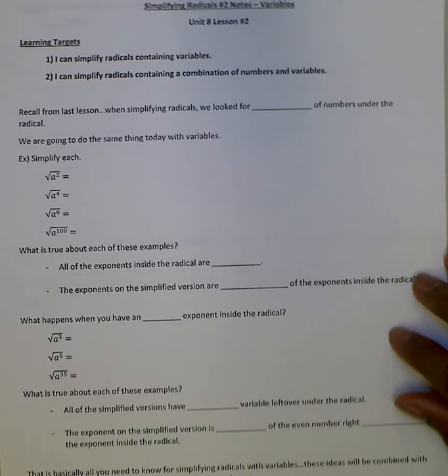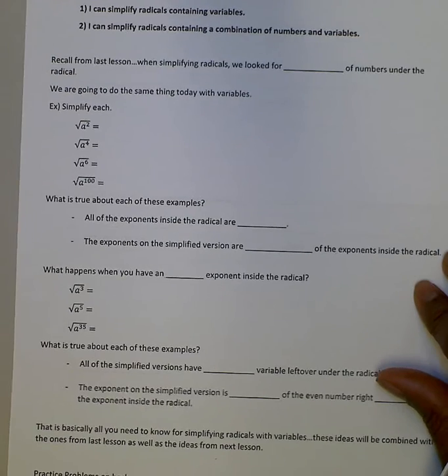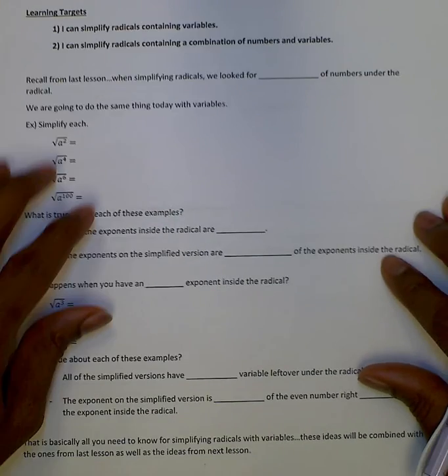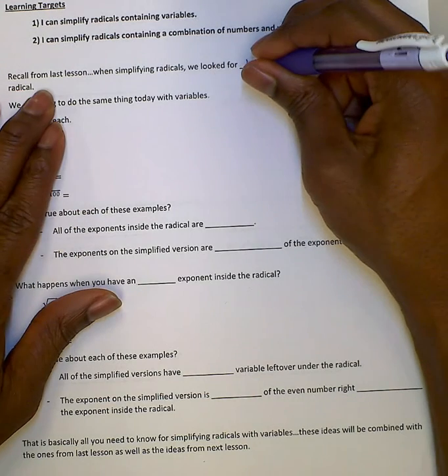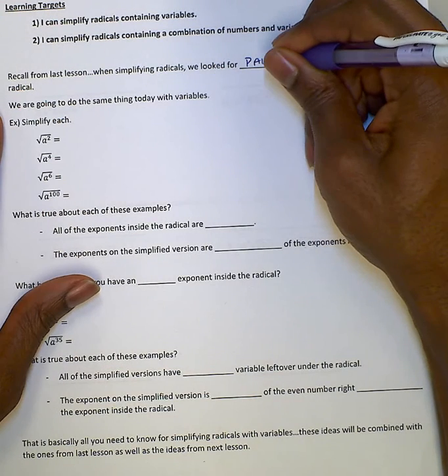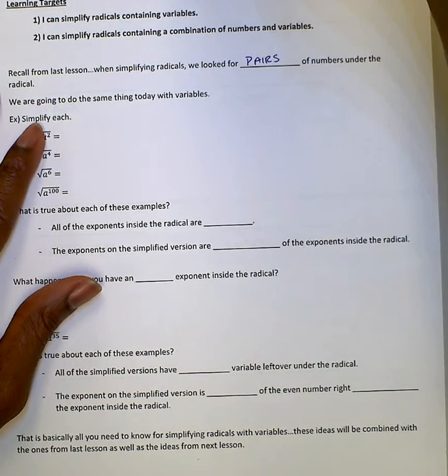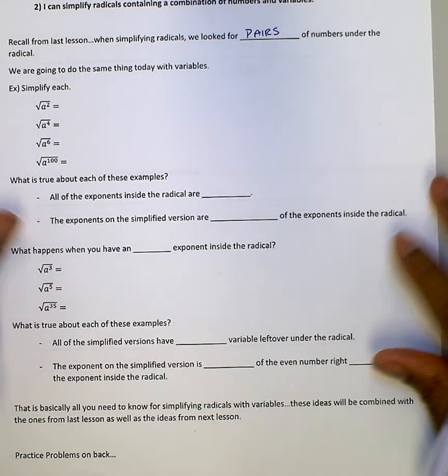Today we're going to talk about simplifying radicals with variables. Okay, we'll be able to simplify radicals that contain variables, and we'll be able to simplify radicals containing a combination of numbers and variables. Recall from last lesson that when simplifying radicals, we looked for pairs of numbers underneath the radical. Okay, we're going to do the same thing today, except now we're going to be using variables.